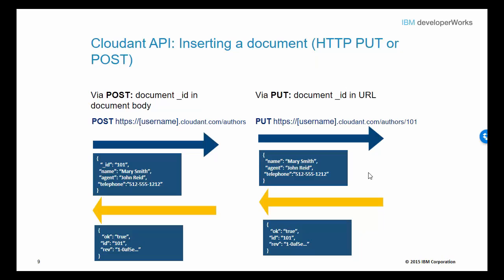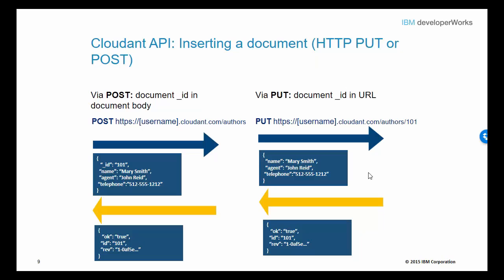So let's look at a post first. We would do a post including the document that we wanted to insert. And there's our ID and some other fields that we created for a document. When we execute this, we get an indication that everything was okay. And we also get the first generated revision number. As you can see, it's prefixed by a 1 because this is the first time that this document has been written to the database.